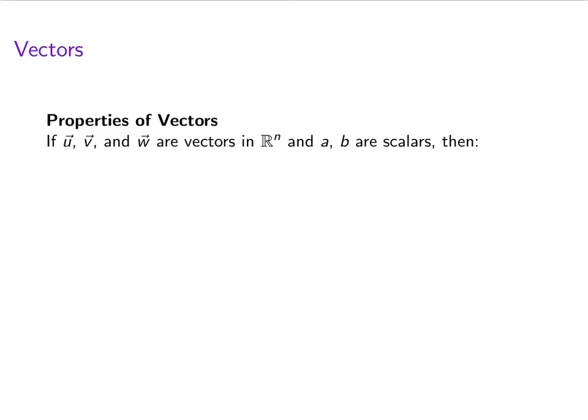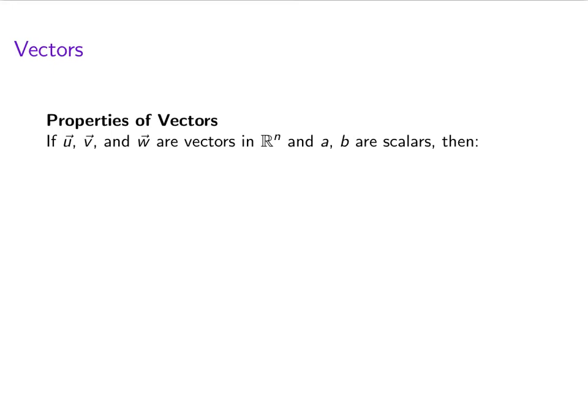Hello, calculus fans. Let's talk about some properties of vectors. Let's suppose we have vectors u, v, and w, and they're n-dimensional vectors. So we'll pose it as n-dimensional vectors. That way, this works no matter what dimension you're using. And let's say a and b are scalars. Then we have a whole bunch of properties of vectors.